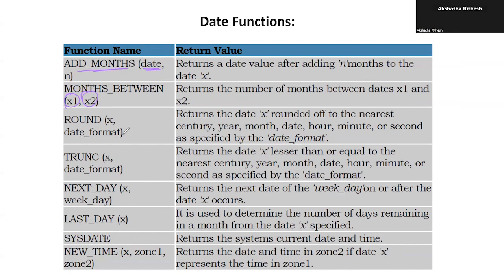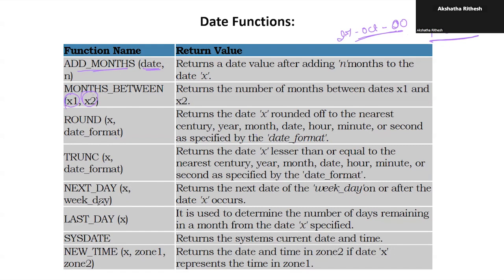ROUND(x, date format) returns a rounded-off date at the nearest century. For example, if you have given the date 27th October 2000, it is going to round off to the nearest, so it is going to make it 1 Jan 01, since this is closer to the next year. So 1st Jan 01: I'm going to round off the date. TRUNC returns x truncated to the nearest century. Here also it is going to truncate or make it the nearest to the closest date, year or century, just like this.